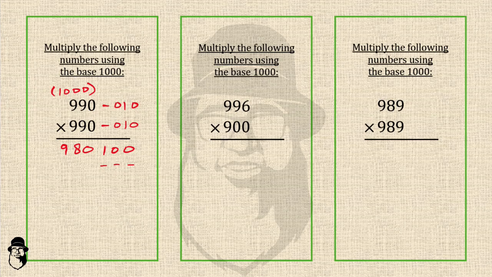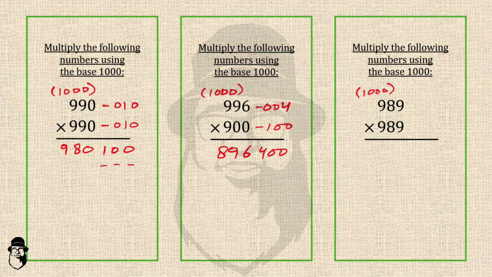Here also the base is 1000. 996 is 004 far from 1000 and 900 is 100 far from 1000. So the first part of the answer is 996 minus 100. That will be 896. And second part of the answer is 4 times 100. That is 400. That's our final answer, 896400.